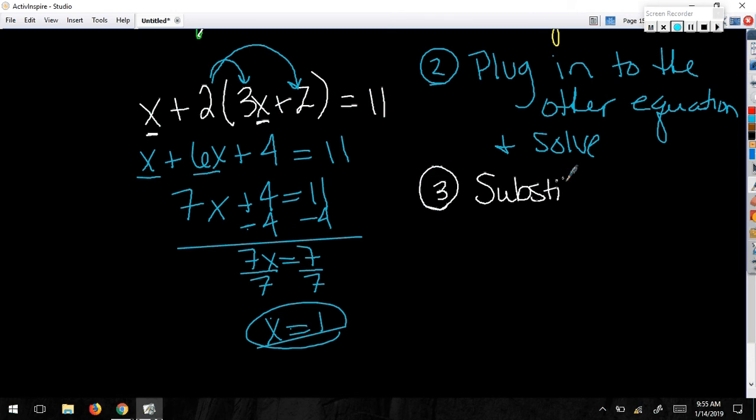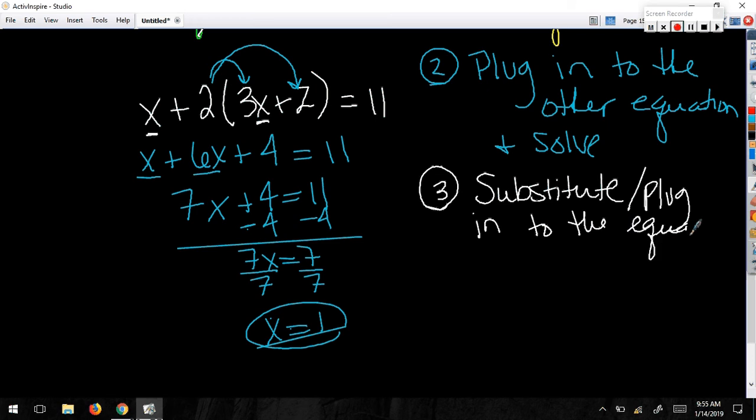I mean, 9:55. We're going to take this value and substitute, or plug in, this value to the equation from step 1. And we're going to do this so that we can solve for the other variable.